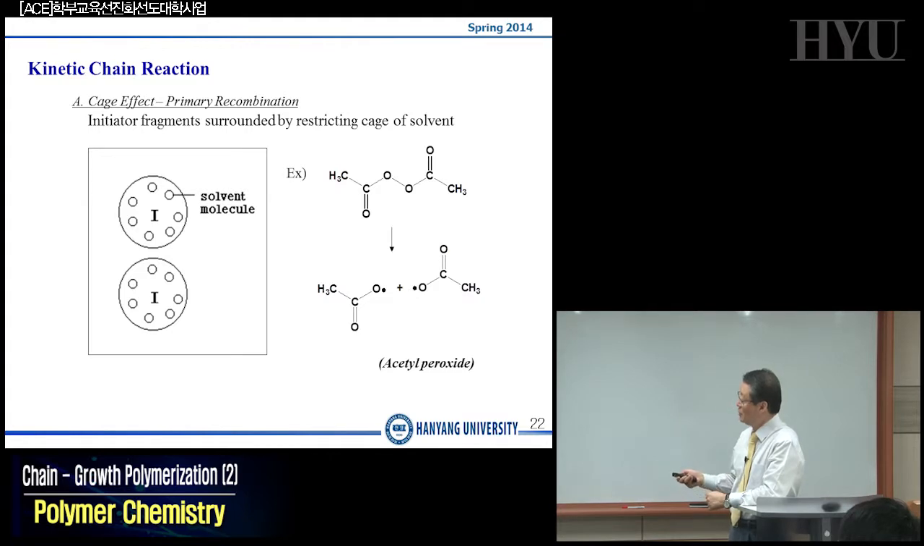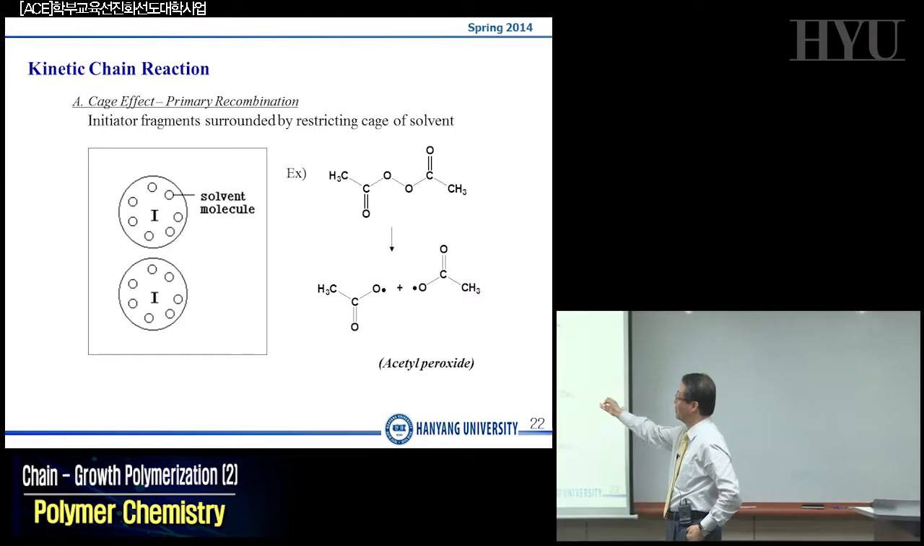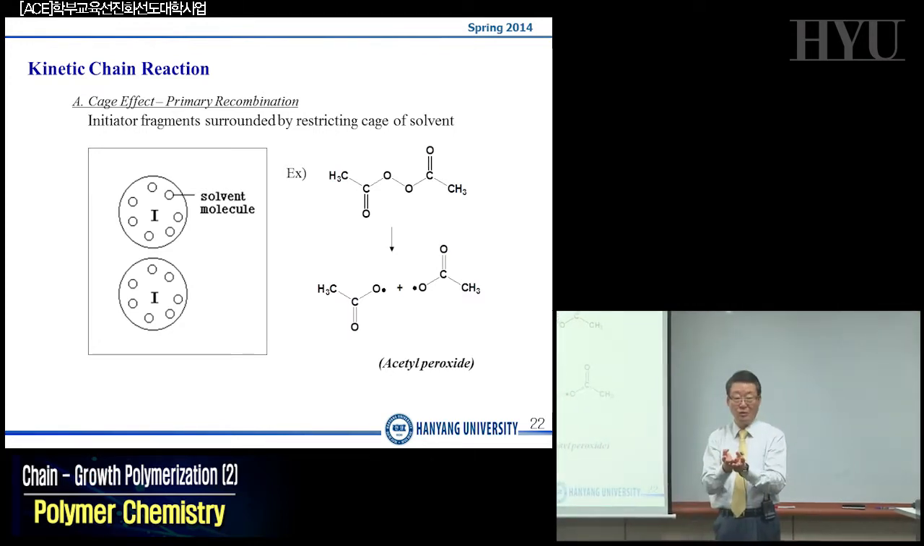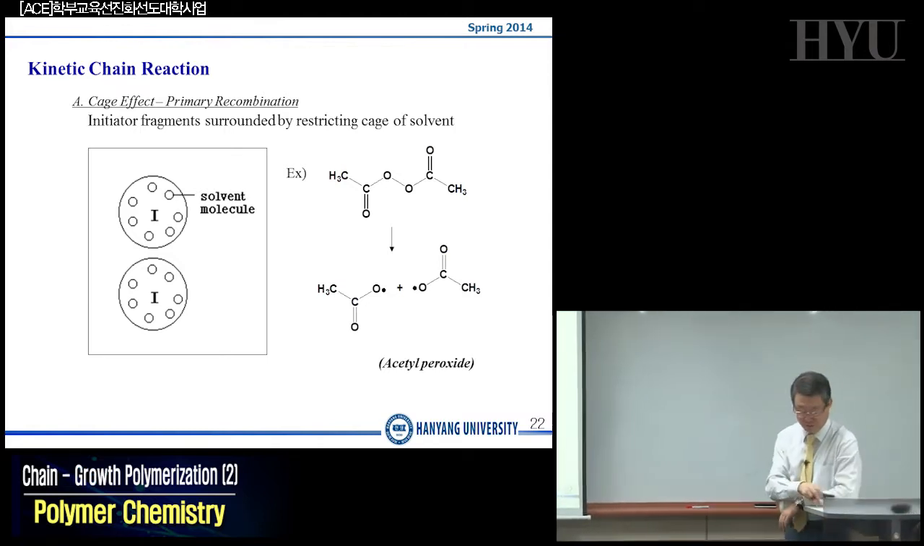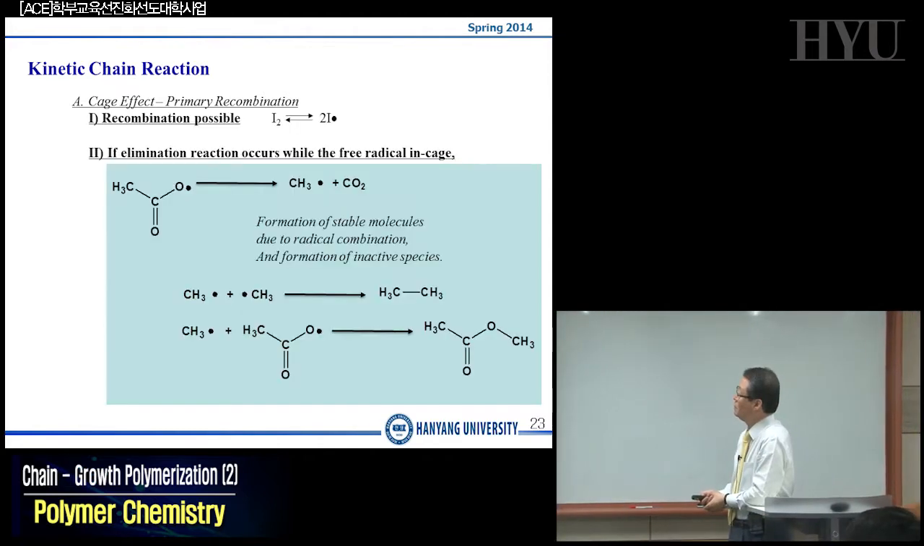And in that case, although I dot is formed in the cage of the solvents, I dot will be combined together to become I2. I2 will become I dot, but it becomes combined together as primary radicals in the solvent cage, rather than I dot attacking the monomer, so you lose your efficiency factor. Recombination is possible as well.